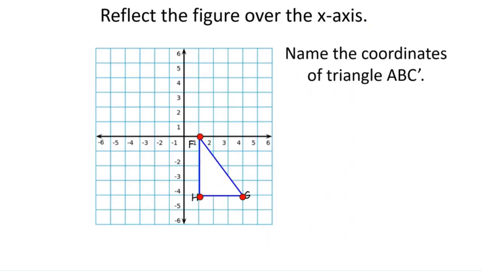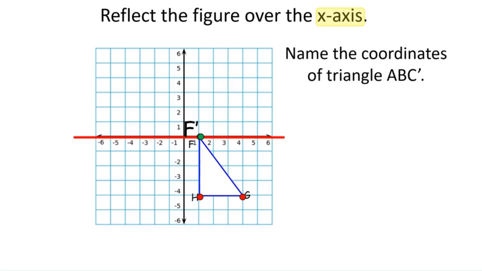Okay, so we're going to reflect this triangle over the x-axis. The x-axis is our horizontal axis. So when we look at point F, it is already on the x-axis. So if I'm going to reflect a shape over the axis that it's already on, it's just going to stay there. So F prime is going to stay in the same space.